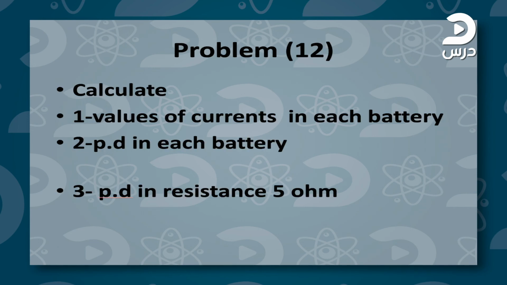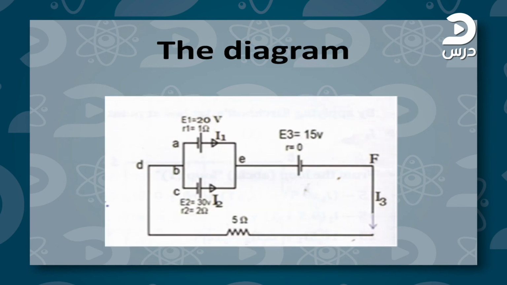Problem number 12. Calculate the value of current in each battery. This is number 1. Number 2, potential difference in each battery. Number 3, potential difference in resistance 5 ohm. And this is the diagram.